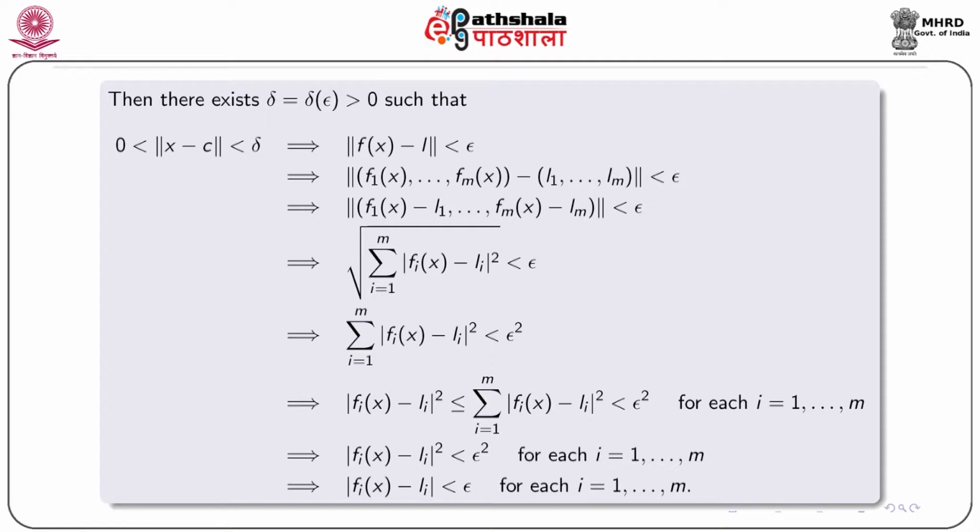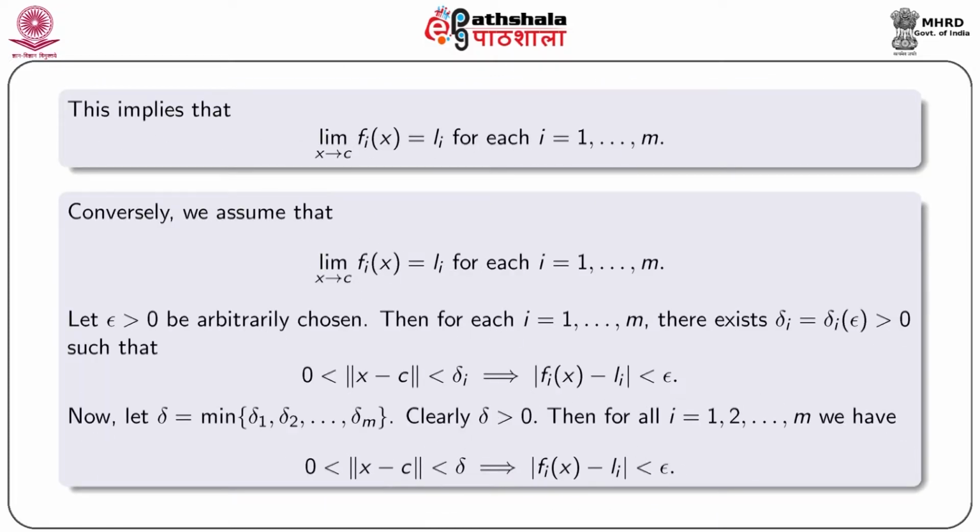Squaring both the sides, we have summation i equal to 1 to m of modulus of fi(x) minus Li squared less than epsilon squared. This shows mod of fi(x) minus Li squared is less than or equal to the sum of these m terms, and less than epsilon squared. Therefore, modulus of fi(x) minus Li squared less than epsilon squared for each i, that is, mod of fi(x) minus Li less than epsilon for each i. This implies that for each i from 1 to m, the limit of fi(x) as x tends to c equals Li.